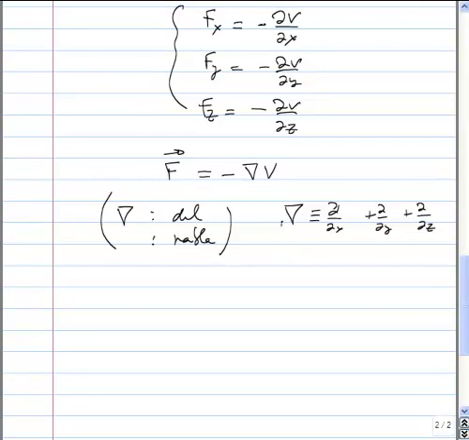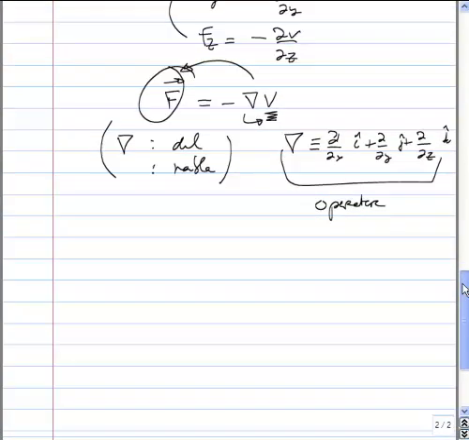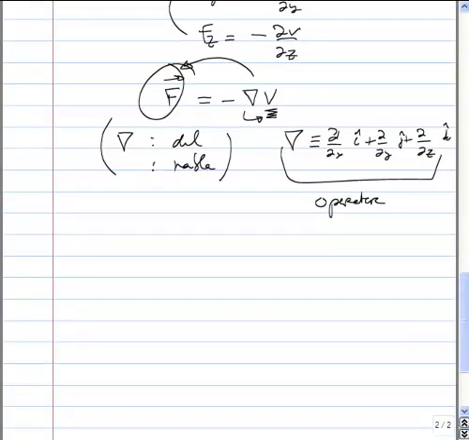So this is called the del operator, and when you apply the del operator to a scalar function, you end up with a vector. So you have a scalar function V, you apply the del operator to it, and you end up with a vector function. And when you apply the del operator to a scalar function, it's also known as the gradient, which is related to the derivative.